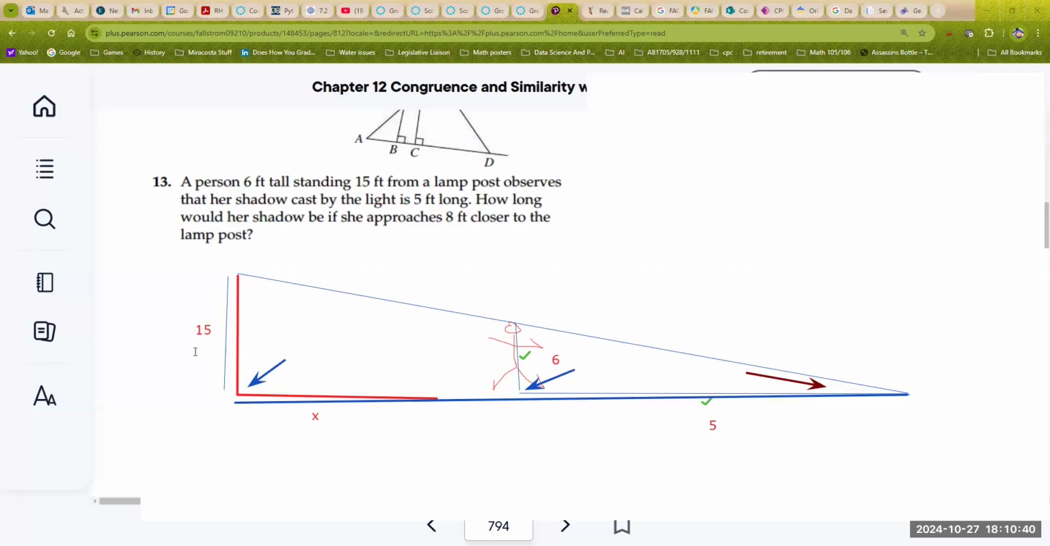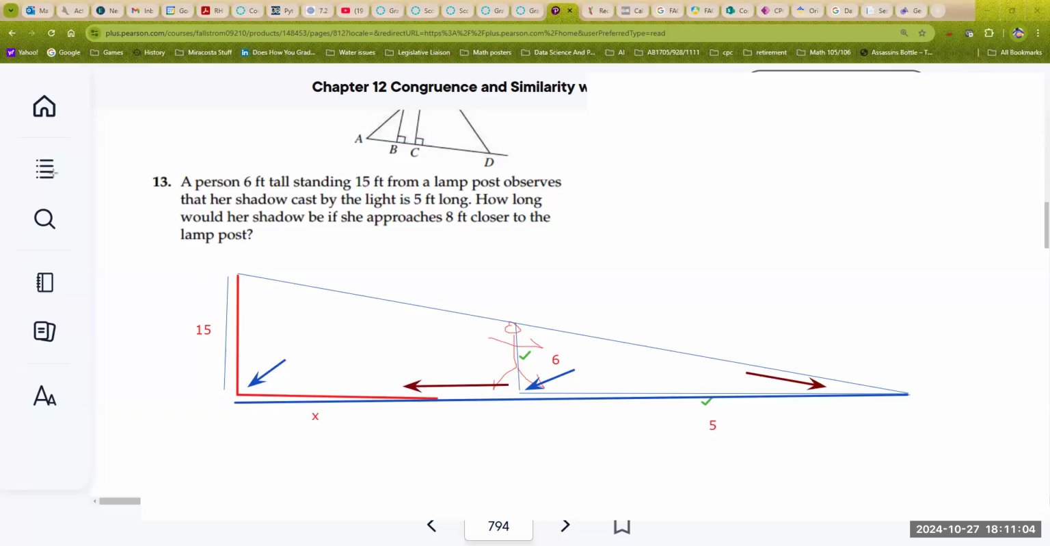So yeah, set up some ratios. 6 is to 15 as 5 is to 5 plus x. And you can find what x is. Then you know everything about this. You know exactly how tall she is. You know how tall the light post is. You know how far she is away from the base of the lamp post. And then move her this direction 8 feet closer.